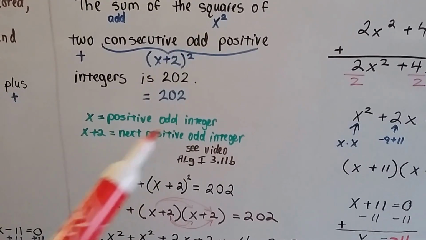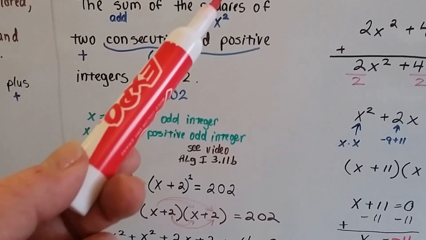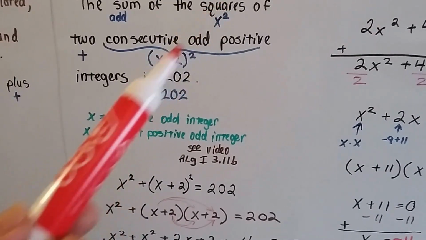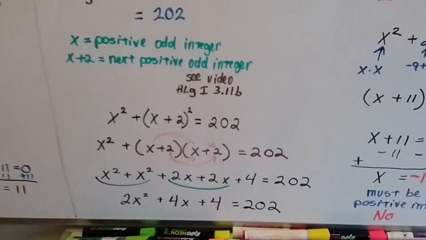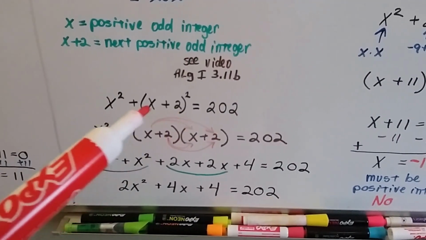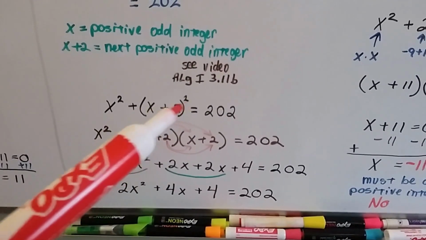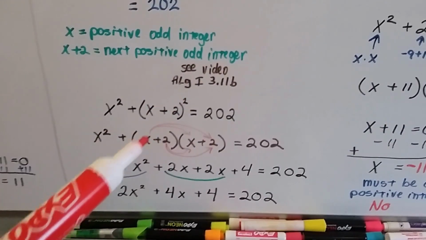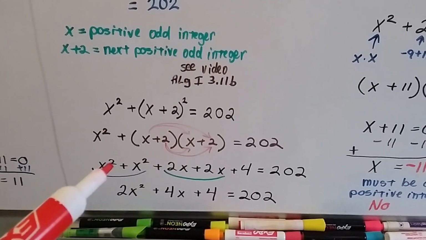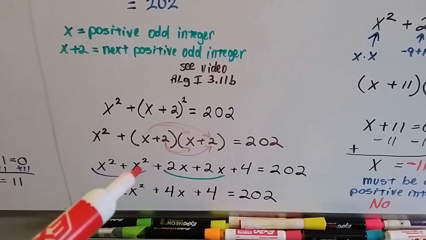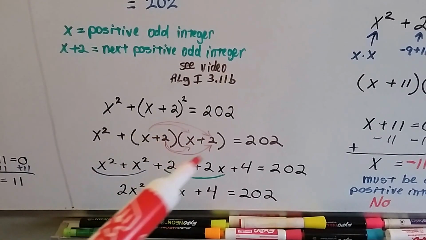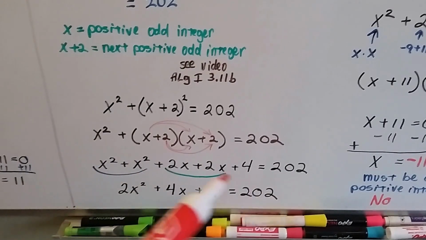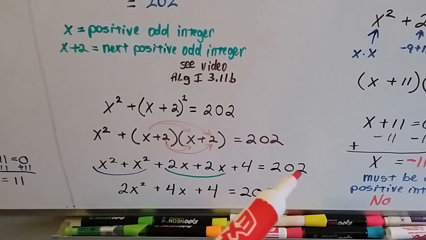So now we've got this x and x plus 2, but it wants it to be squared. So we've got x squared plus (x plus 2) squared equals 202. All right? So this is a square, isn't it? So we can FOIL this, and we're going to get x squared plus 2x plus 2x plus 4. And that's going to equal the 202.